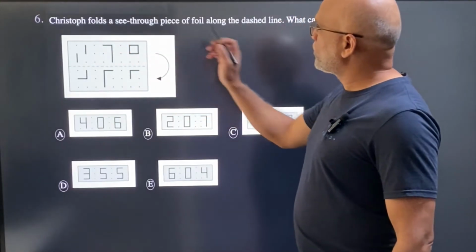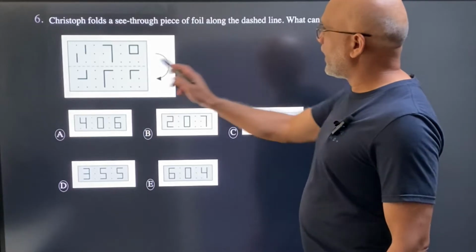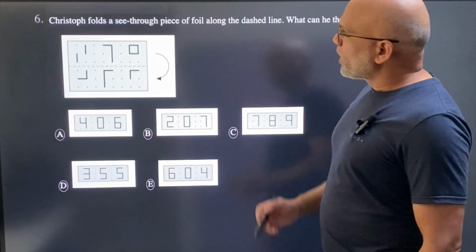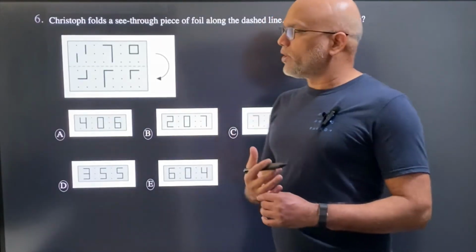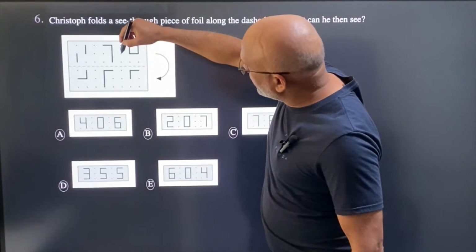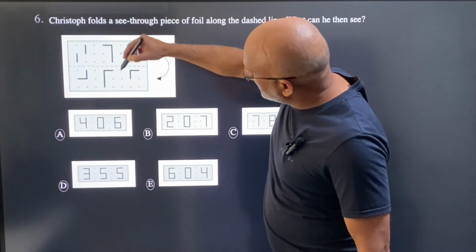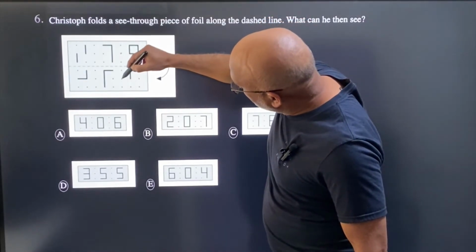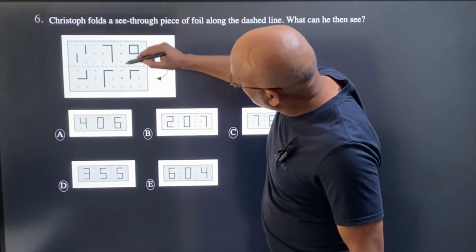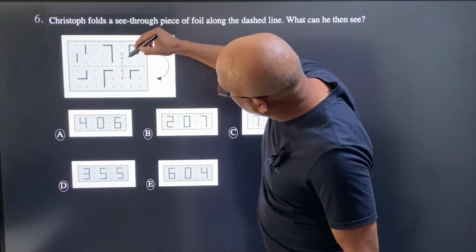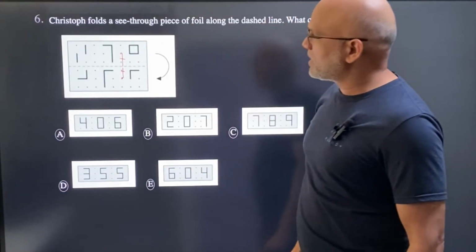Christoph folds a see-through piece of foil along the dashed line. So this is the dashed line. What can he then see? Alright, so the thing to know here is, if I take a point here and if I fold it along this, then it will fall on a point that is equidistant from this dashed line. So this distance has to be the same as this distance. So this distance has to be the same as this distance.